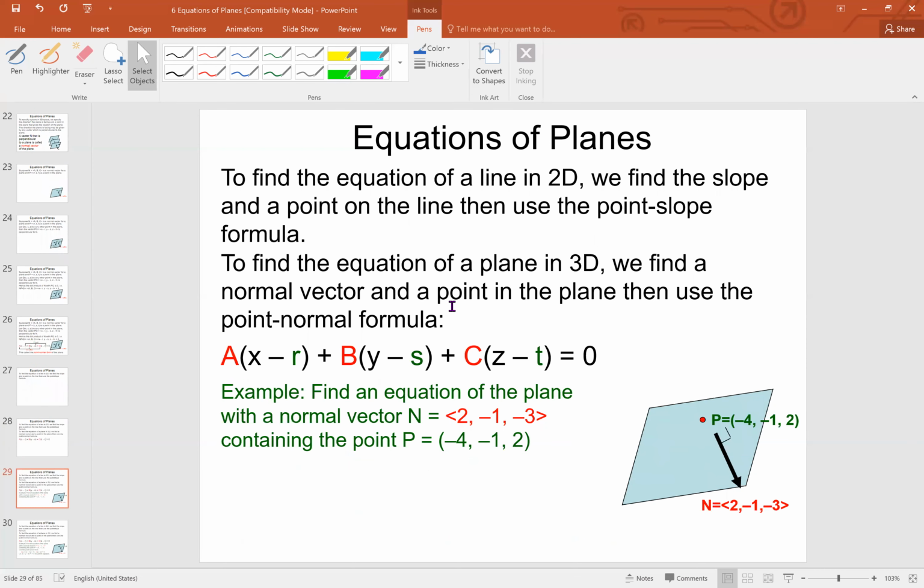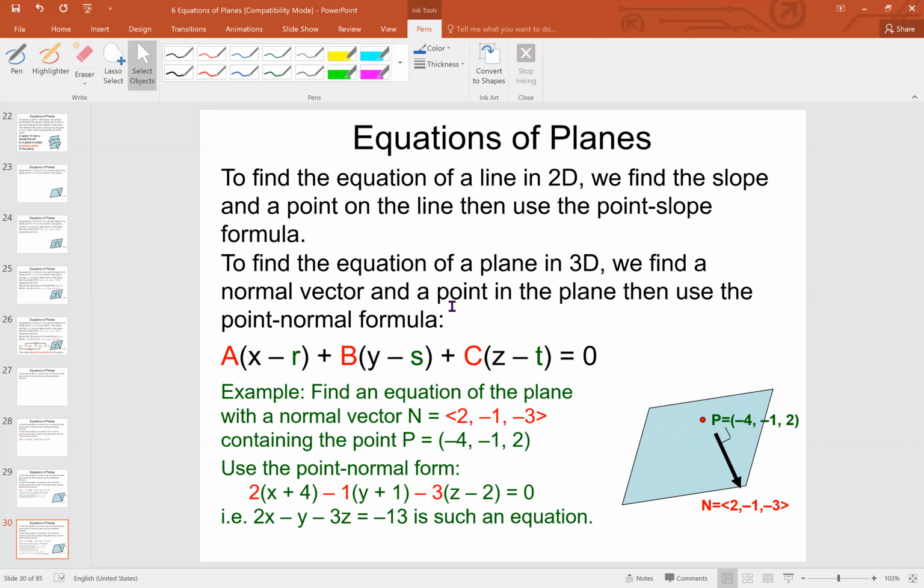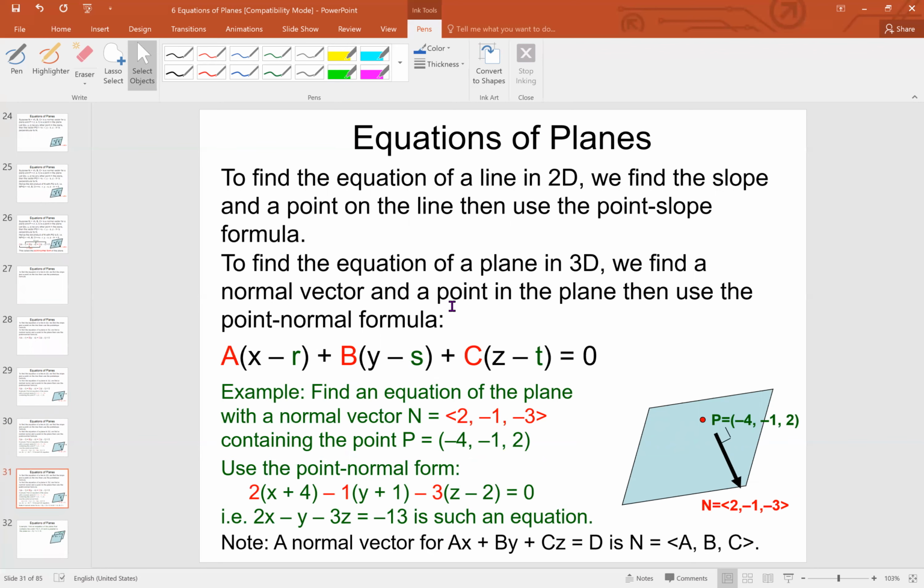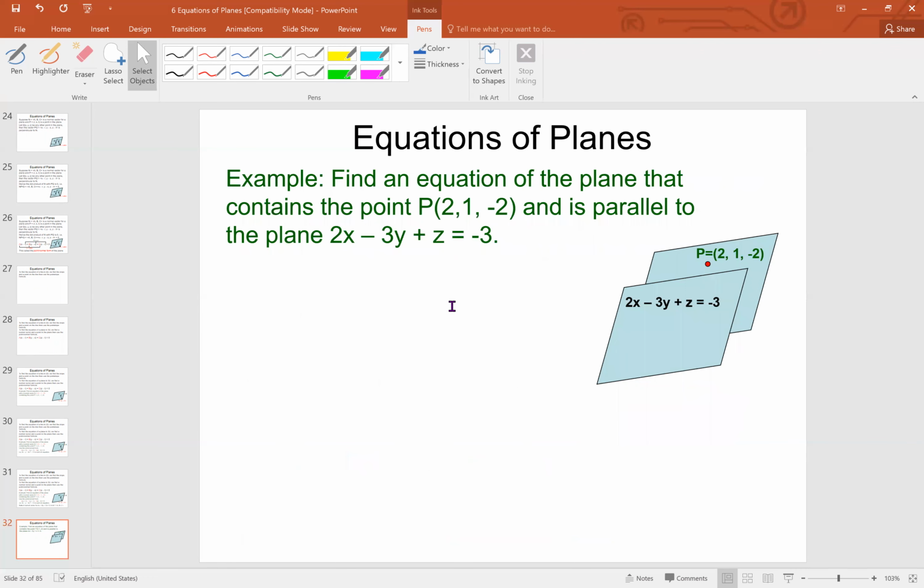Okay, so here's an example. Here's a normal, here's a point, and just dot them to 0 and clean it up, and that's the equation. This one's easy. Now we're going to hide information a little bit. Okay, here are two parallel planes, and I want the equation of the plane parallel to this one, but contains the point P.